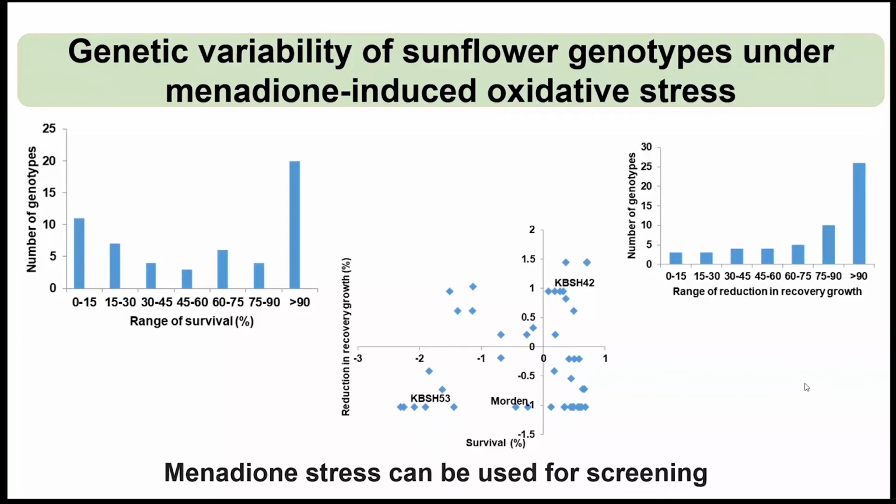You can see that KBSH 42 and 53 are two contrasting genotypes, and the modern one is somewhere in between as an intermediate, as I told you earlier. So the message from this is that menadione can be used for screening and to get a genotype that can clearly show resistance or susceptibility to oxidative stress.